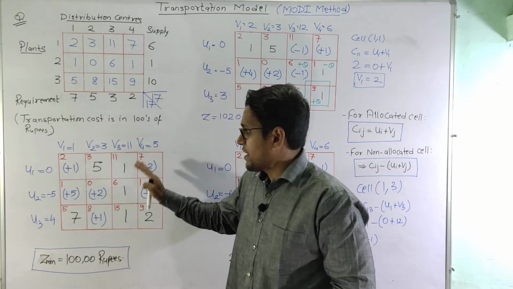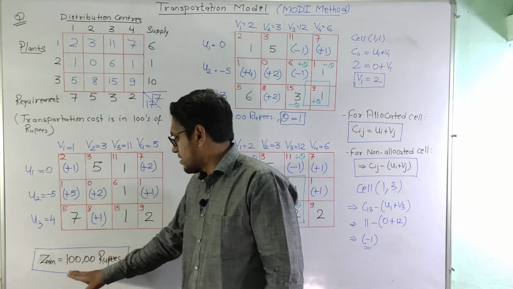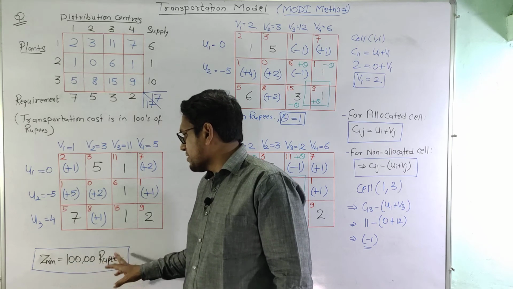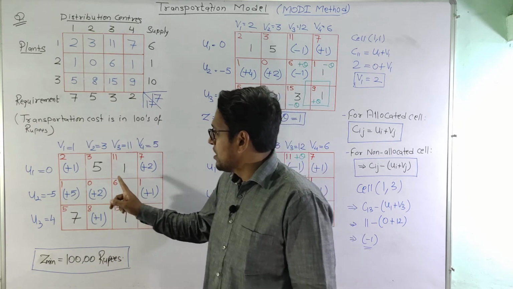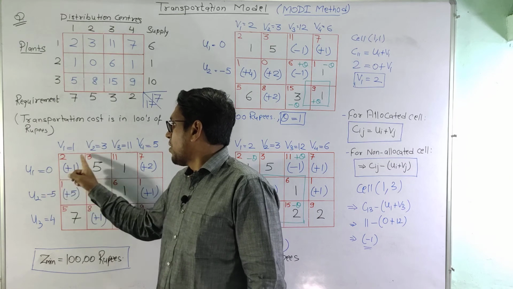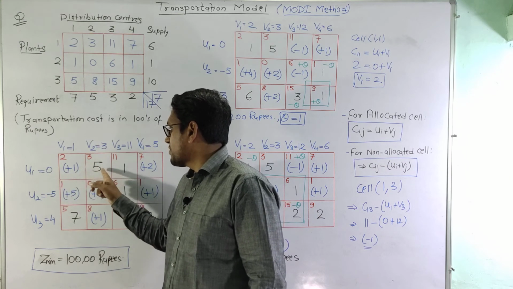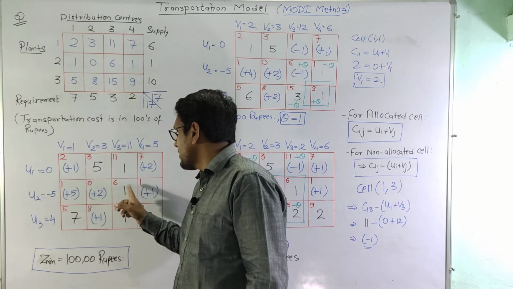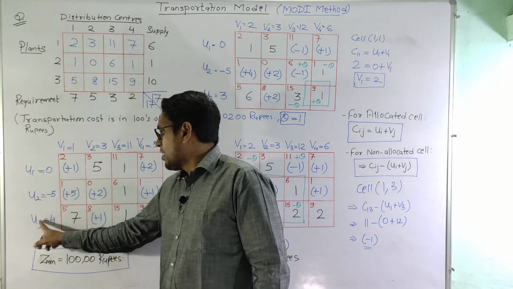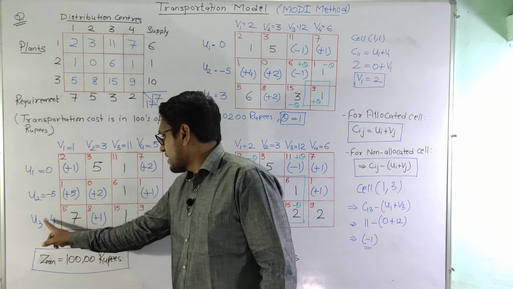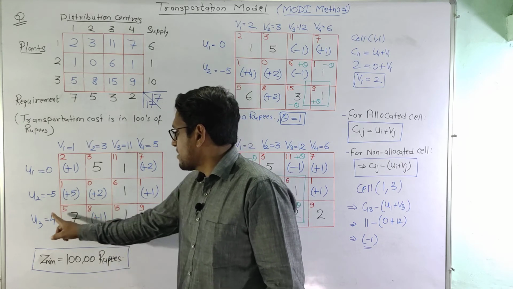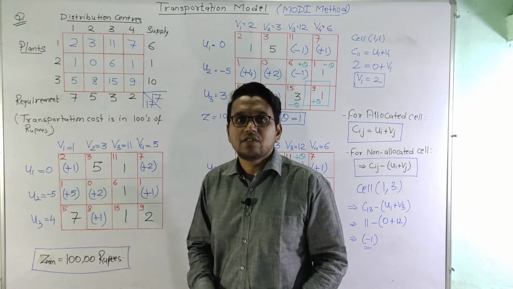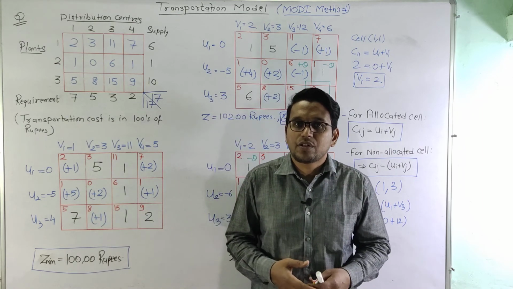So this is our final solution, giving the optimum value of Z as 10,000 rupees, and the allocation is: for cell 1 2 we have 5 units, cell 1 3 we have 1 unit, cell 2 3 we have 1 unit, cell 3 1 we have 7 units, cell 3 3 we have 1 unit, cell 3 4 we have 2 units. So these are the final allocations to give us the optimal solution.